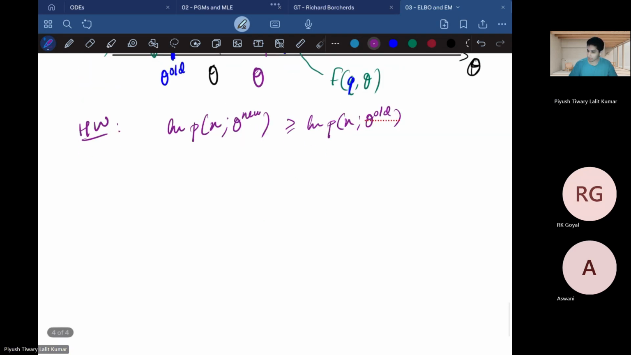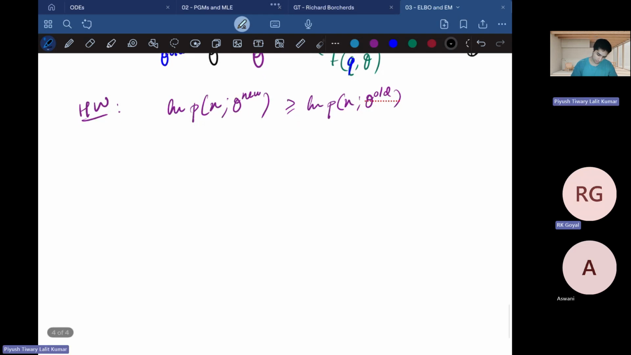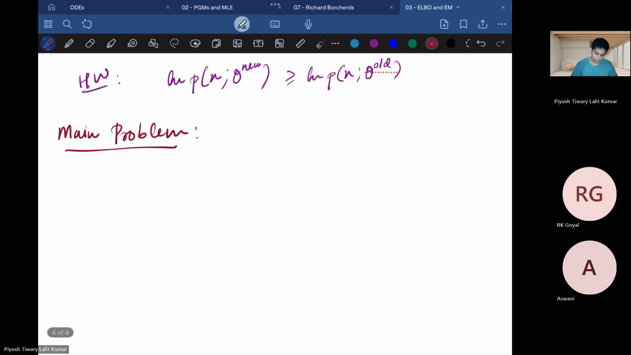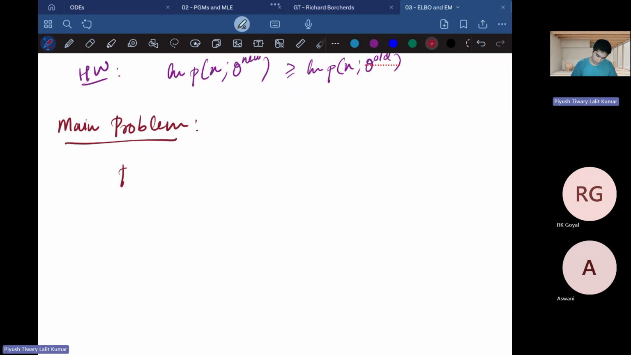But as I think you said earlier, there is an obvious problem with this algorithm. What is that problem? We do not know P of Z given X beforehand. The main problem with this whole setup is that P of Z given X, theta is generally intractable.